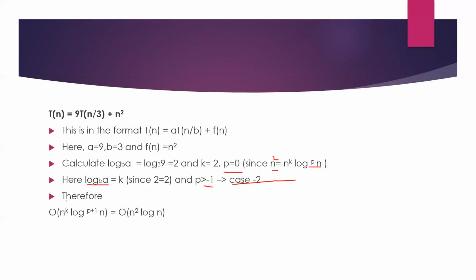So therefore in case 2, the value will be O of n power k log of p plus 1 to the base n. So it is equal to O of n square log n, because we know that here the k value is equal to 2 and the p value is 0, so it is going to be O of n square log n.